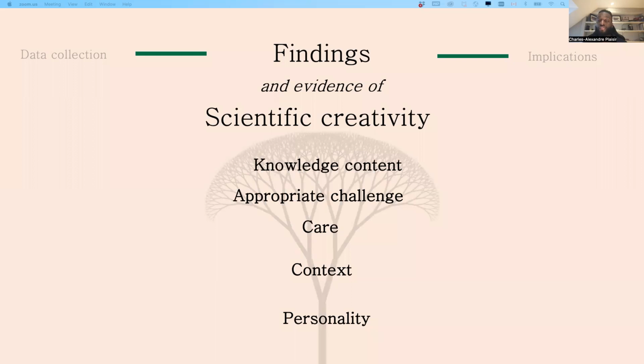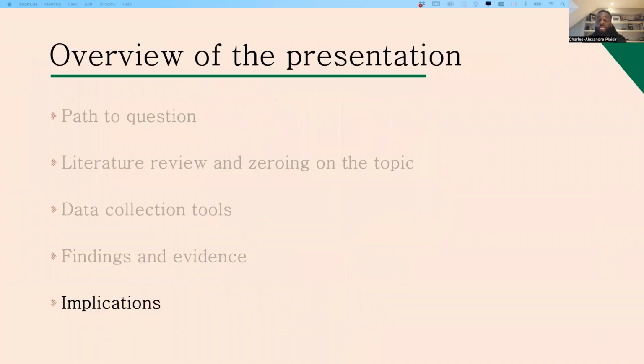We can say that each of these findings harbors a different sense of control for the teacher or the student, and that emphasizes the fact that cultivating scientific creativity is a joint endeavor that can't quite be a one-way effort. Now, let's look at the broader implications of these findings for my teaching.